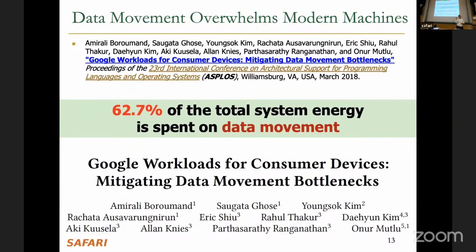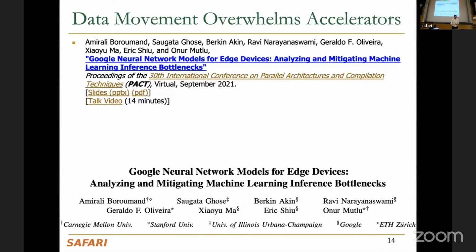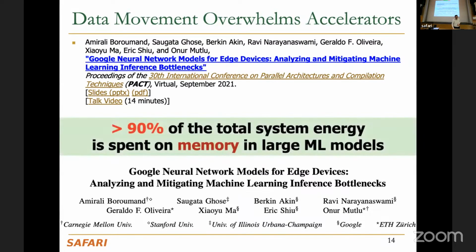Actually, 60% is an underestimate because we did another study with Google, again, together with their models that they use in their edge devices. These are cutting-edge neural network models run on cutting-edge neural network accelerators that are built into mobile devices. And we found out that more than 90% of the total system energy is spent inside the memory, just moving data back and forth between the processor and memory, and also in the memory system to do inference in the large machine learning models that we study. This is a lot. In some cases, it's 99%.